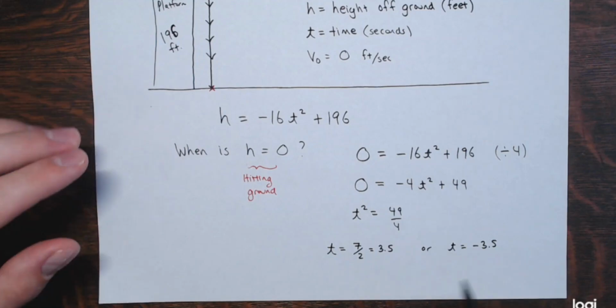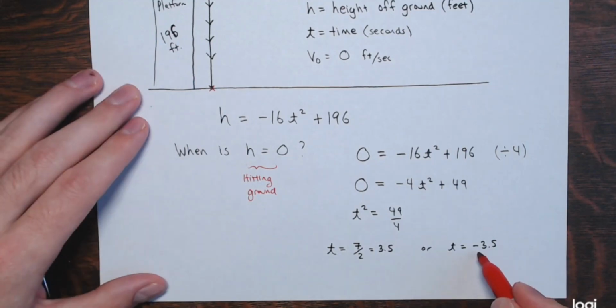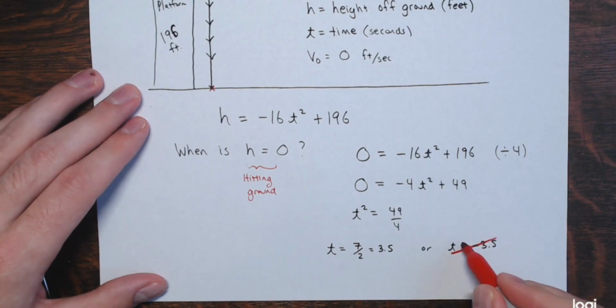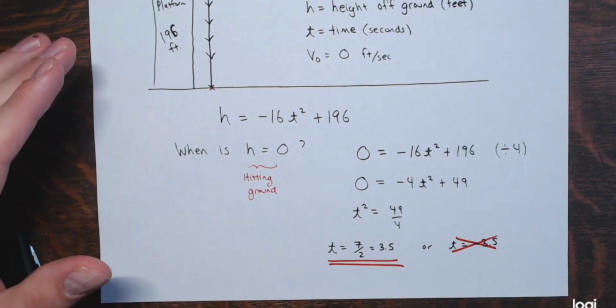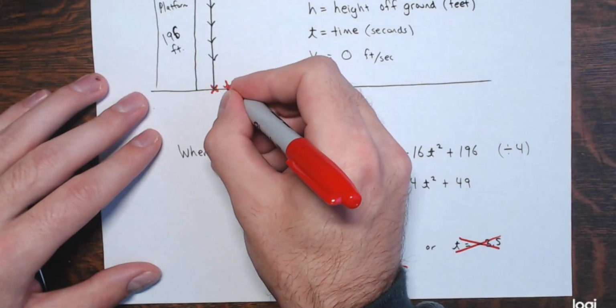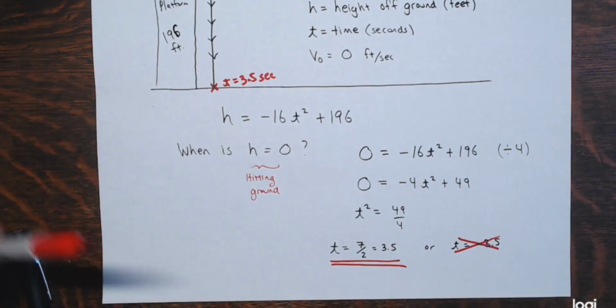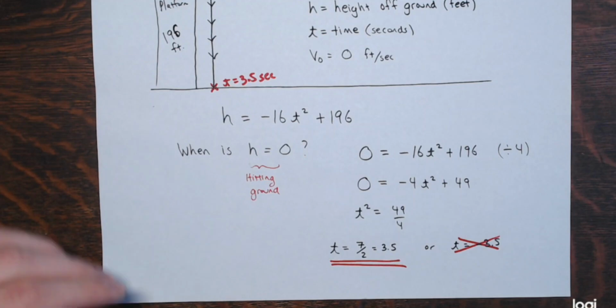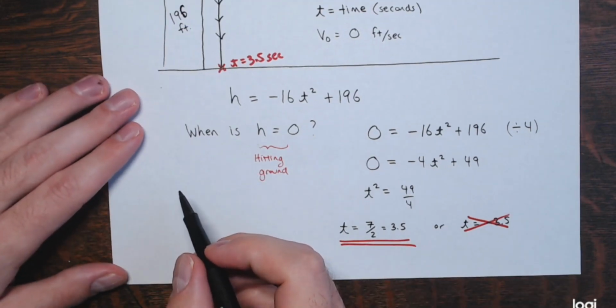But that doesn't make any sense with the problem. Having a negative time, going back in time, makes no sense at all. So I'm eliminating that, and we're keeping this one. So t equals 3.5 seconds. It'll take 3.5 seconds, 7 halves seconds, for the stone to hit the ground. So that's my answer.